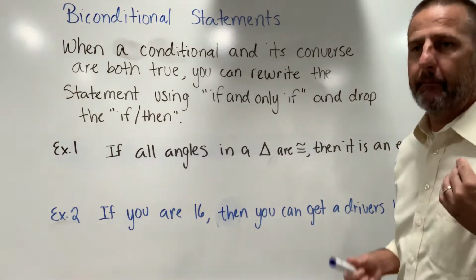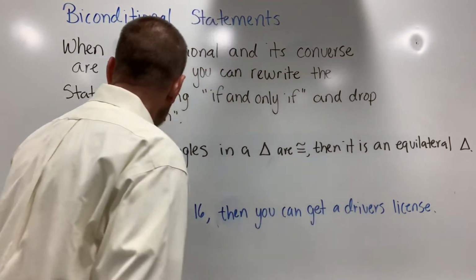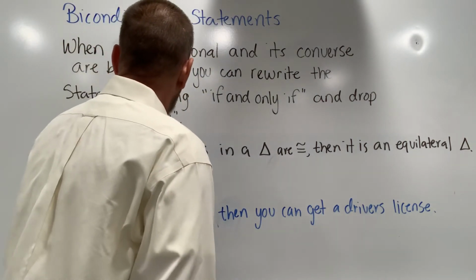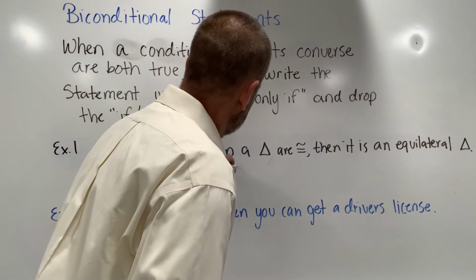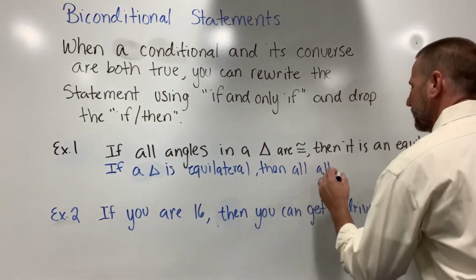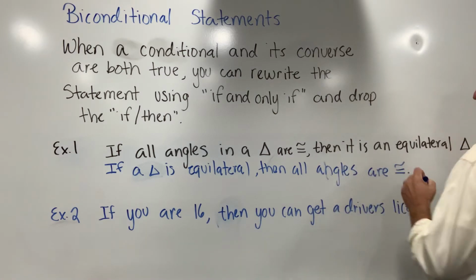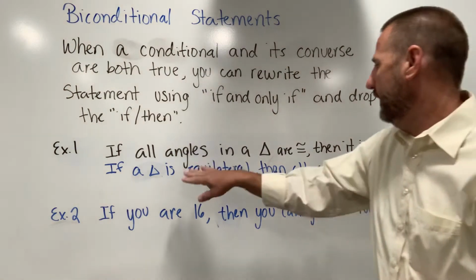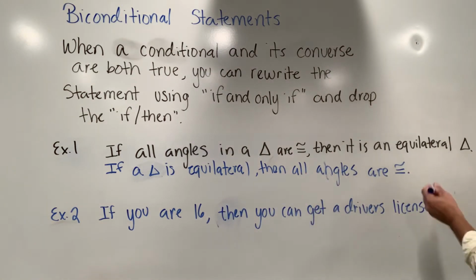All right, what if I say that statement backwards? If I reverse the hypothesis and the conclusion, I say, if a triangle is equilateral, then all angles are congruent. Again, we have to shorten these here and there sometimes just to make them make sense. We talked about this yesterday, give or take a few words. So if all angles in a triangle are congruent, then it's equilateral. If a triangle is equilateral, then all angles are congruent. Okay, that's a true statement again.